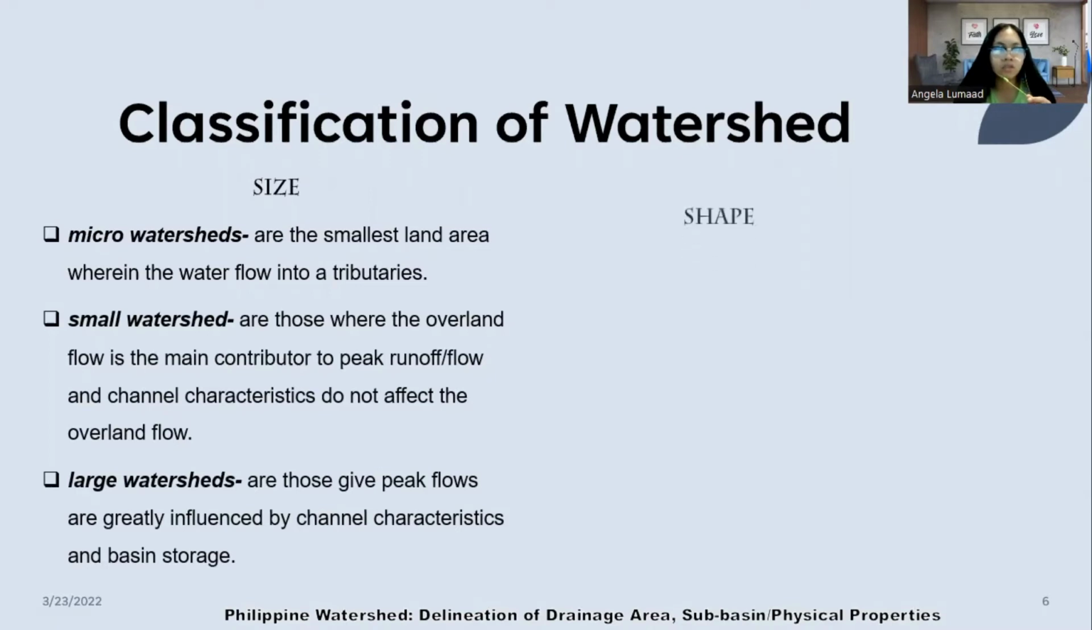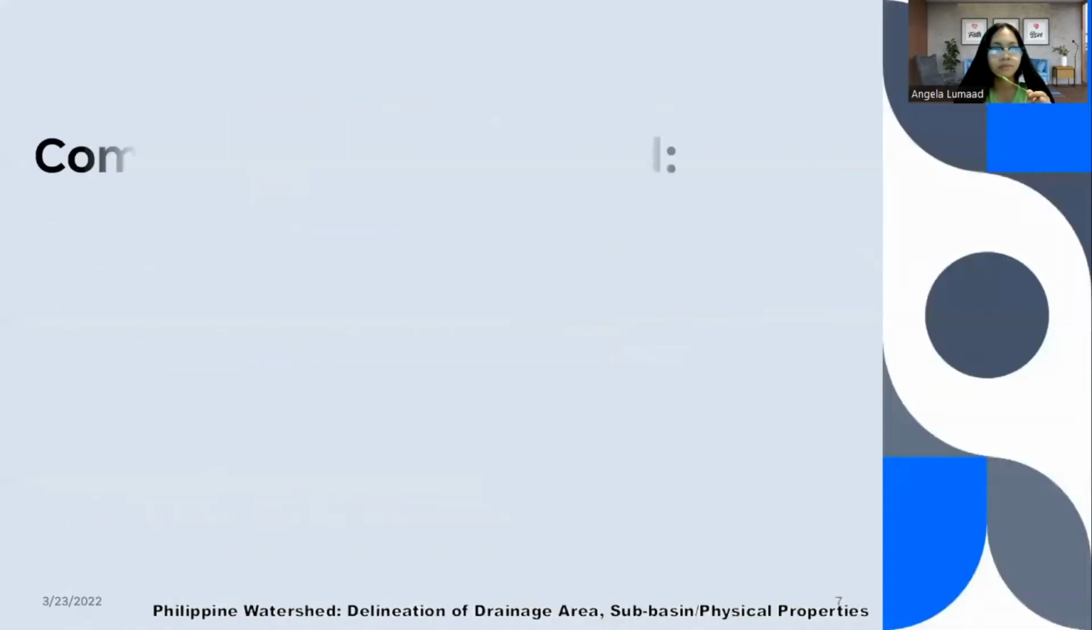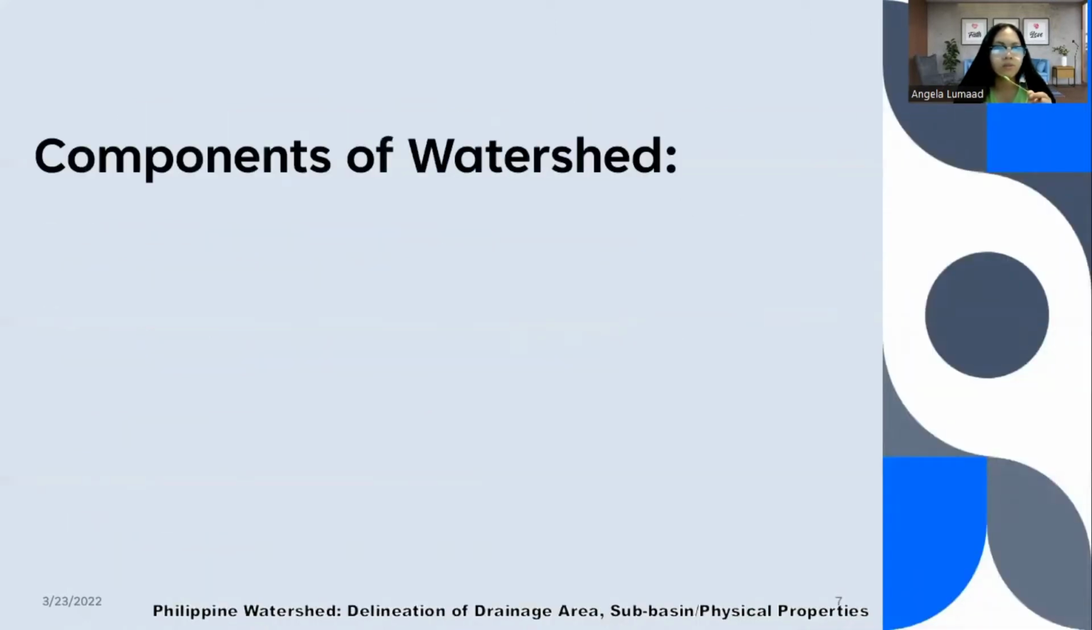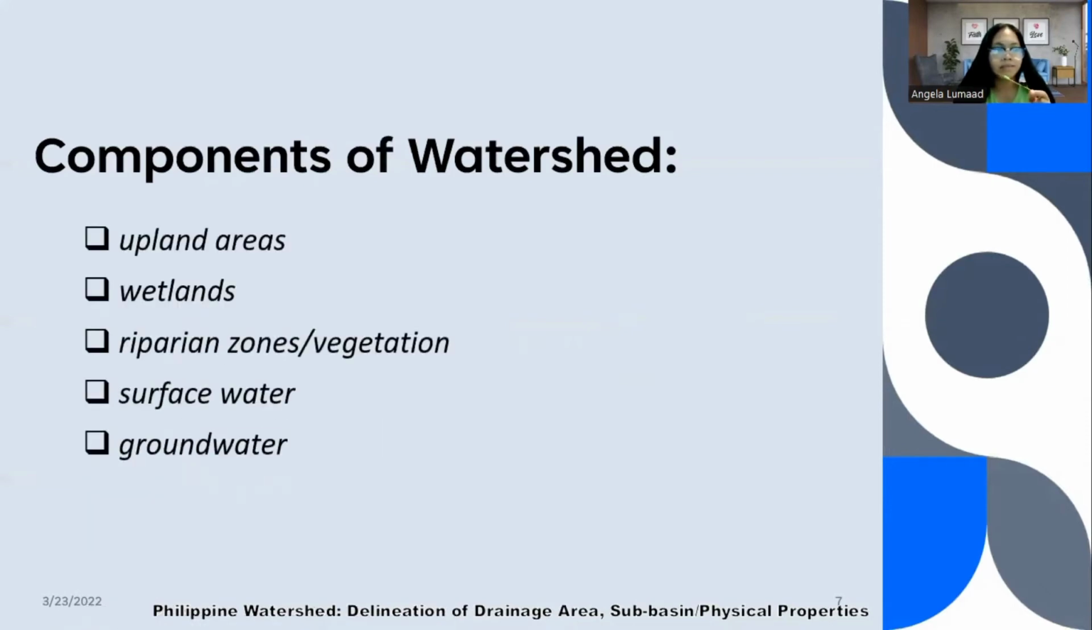Watersheds are classified by shape: square, triangular, rectangular, oval, fern leaf, palm, polygon, and circular shape. There are components of a watershed: the uplands, wetlands, riparian zone or vegetation, surface water, and groundwater.